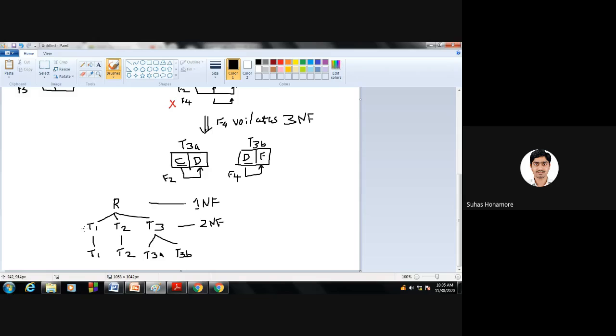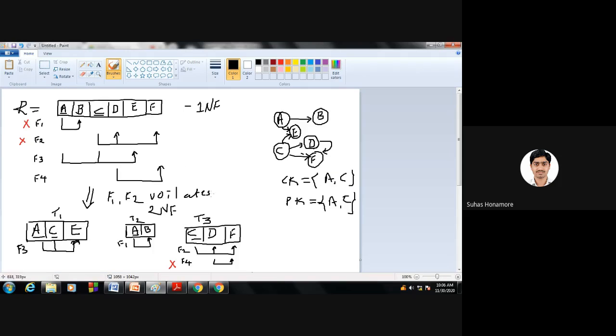So the entire decomposition was in 2NF. Although T1 and T2 are in 3NF, you have to say whether the entire decomposition was in 2NF or not. Here it was in 2NF, it was not in 3NF. Now this entire decomposition is in 3NF. Yes, all tables are in 3NF. So this is our result: R we decompose initially into T1, T2, T3, then T1, T2, then T3A, T3B. Now this is in 3NF. This is the decomposition we have to do. Then we'll go for the next question.